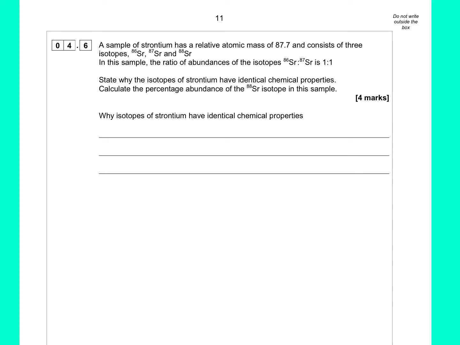So in 4.6, you're asked about different isotopes of strontium and asked to work out the percentage abundance of one of the isotopes. So why would they have identical chemical properties? Well, because they've all got the same number of protons and therefore the same number of electrons and therefore the same electron configuration, which is the thing that affects the chemical properties.